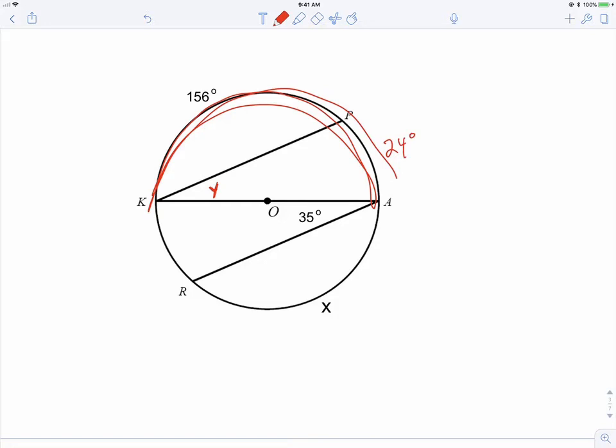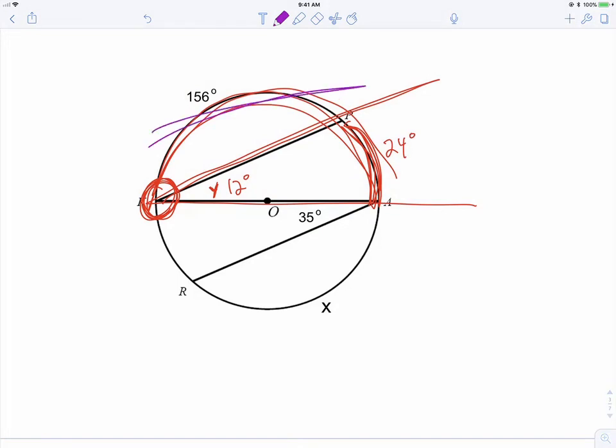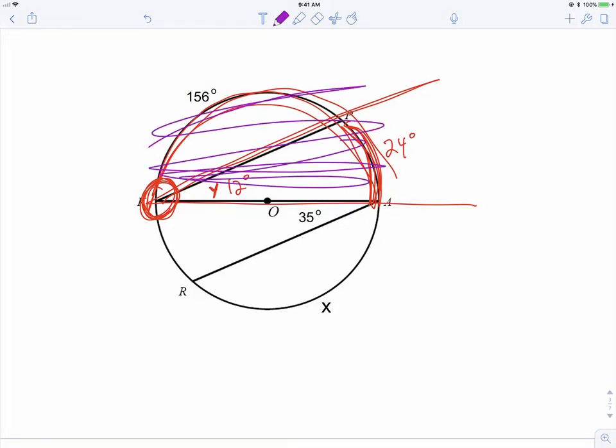And then this angle, Y, intercepts this 24 degree arc. Since it's inscribed because its vertex is over here on the circle, I'm going to cut it in half and get 12 degrees. The angle is always half of the arc. The bottom half of this circle, we're going to do in the reverse order. So now I'm going to ignore the top part.